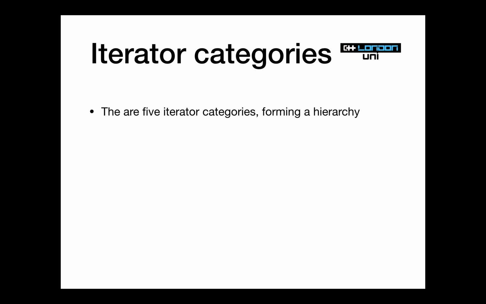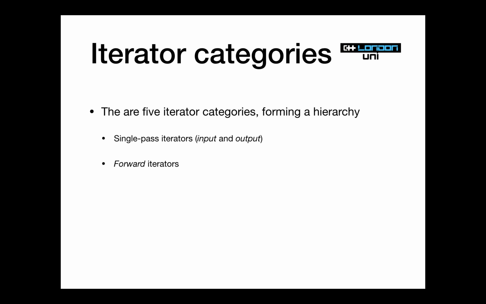So C++14, 17, I think. I don't think they added contiguous in 17. Anyway, there are 5 iterator categories, and they form a hierarchy. So at the bottom we have what we call single pass iterators. These are divided into 2 types, input and output. Input iterators are ones you can read from, but not write to. Output iterators are ones you can write to, but not read from. I'll get on to what single pass means in just a moment.